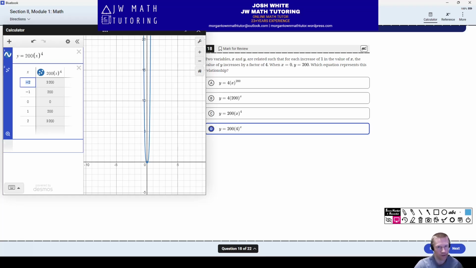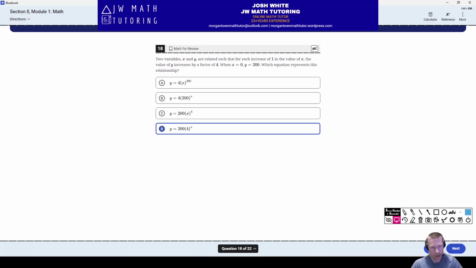The whole thing about increasing by a factor of 4 tells you this is an exponential function, and it's got 4 right here as the number that's being raised to the exponent.